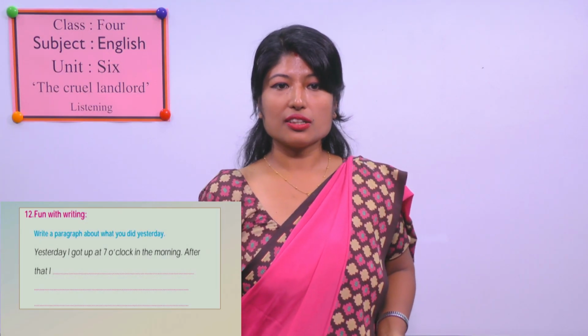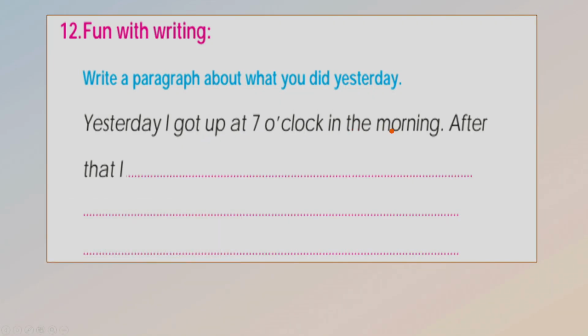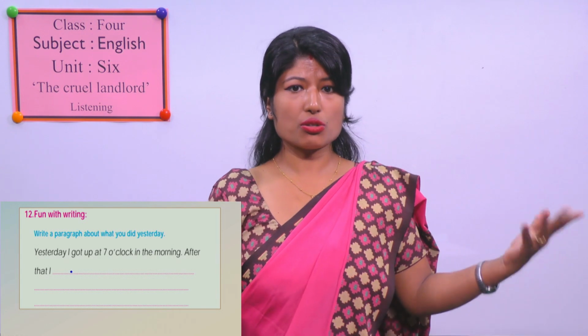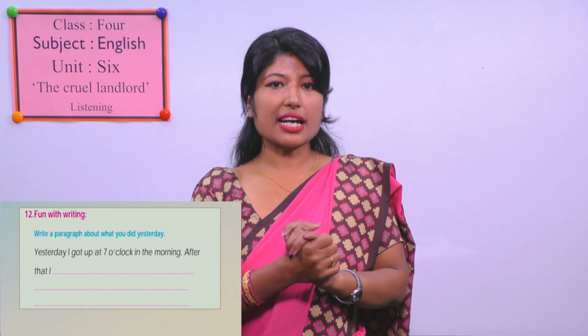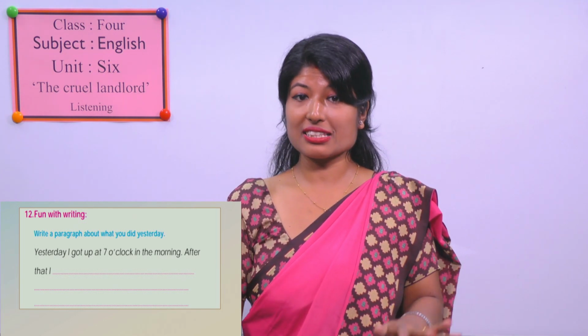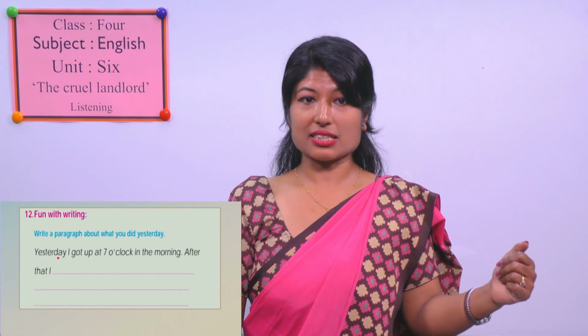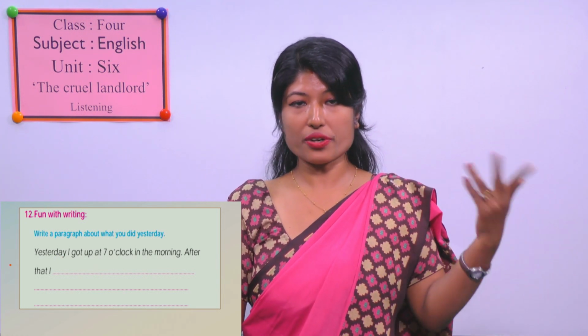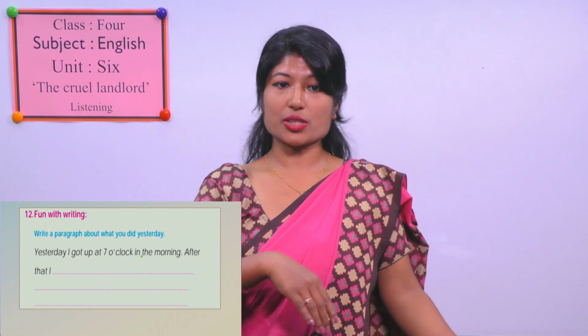Okay, so look here, the starting line. Yesterday, I got up at 7 o'clock in the morning. After that, the activities are missing. The daily routine activities are missing. This is about your daily routine. What do you do usually in the morning? Daily routine we write in present form, but this is exactly about yesterday. So yesterday means past routine, which is already gone. So we are writing yesterday's routine, that's why in the past tense.